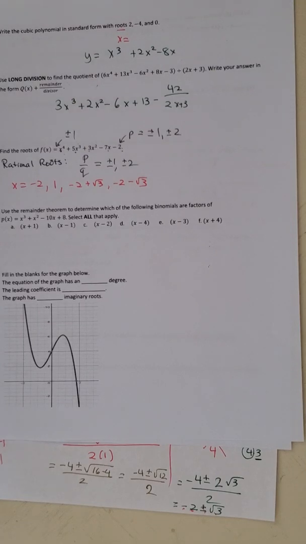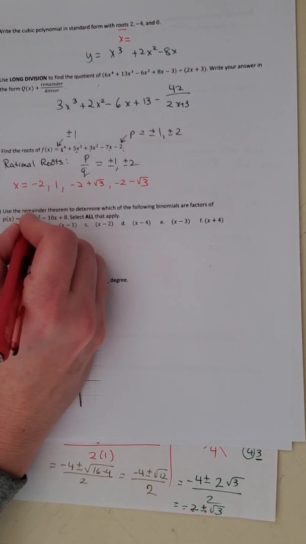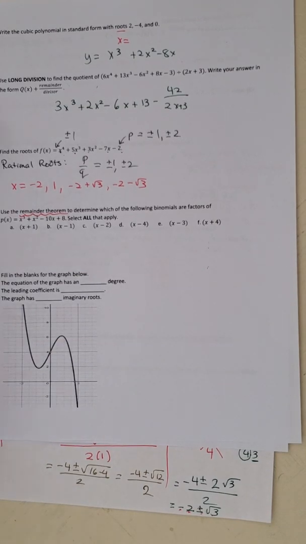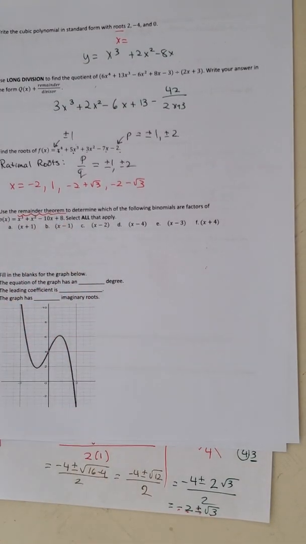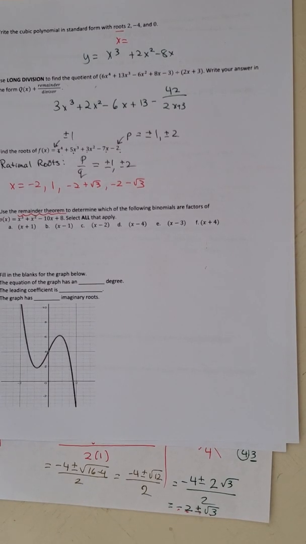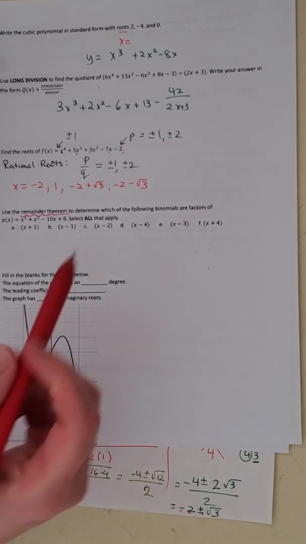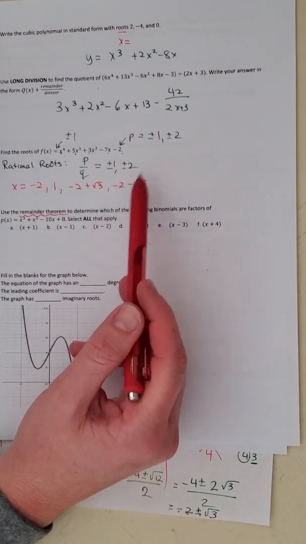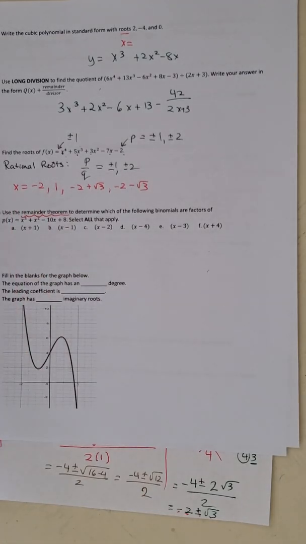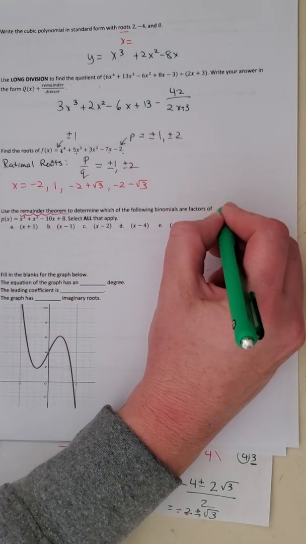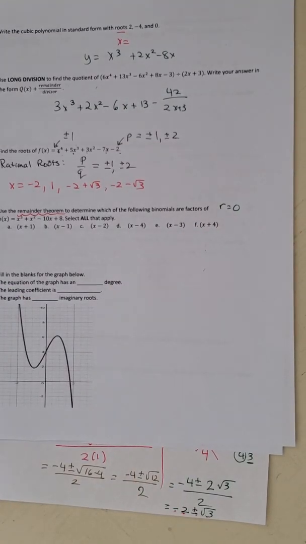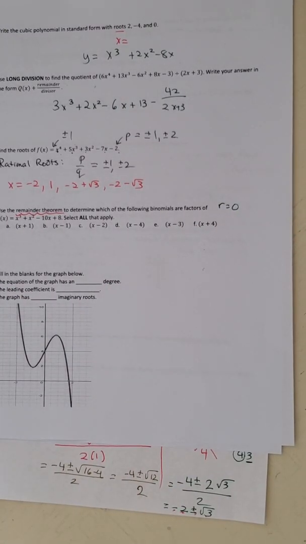The last video says use the remainder theorem to determine which of the following binomials are factors of this. Just to remind you, the remainder theorem is similar to the rational roots theorem. The rational roots theorem, you can find those factors by using P and Q. The remainder theorem says if the remainder is 0, then it is a factor of the polynomial. And so that's what we're going to do.